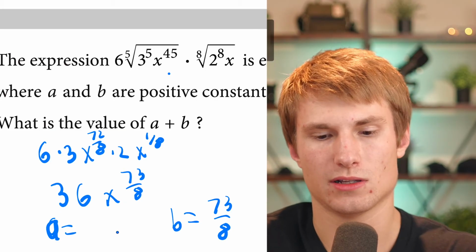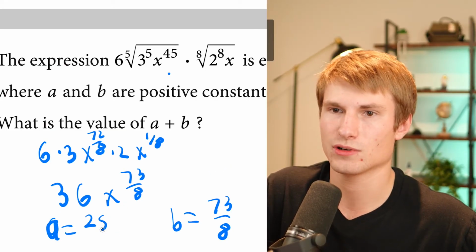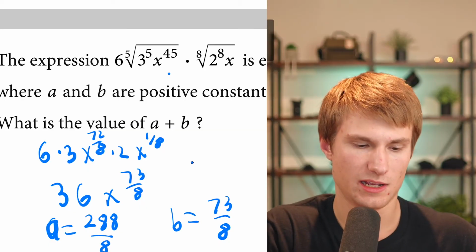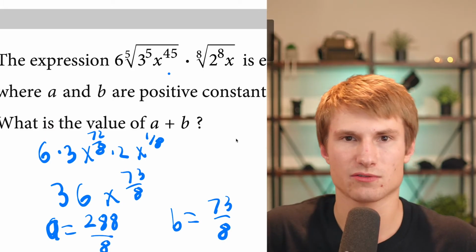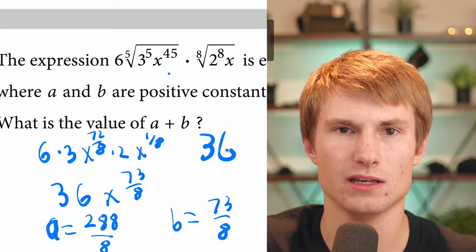I'll put that in my calculator very quickly. 36 times 8 is going to give us 288. So now we have 288 over 8 plus 73 over 8. 288 plus 73, I'll put in my calculator. That gets us 361. So our final answer then will be 361 over 8.